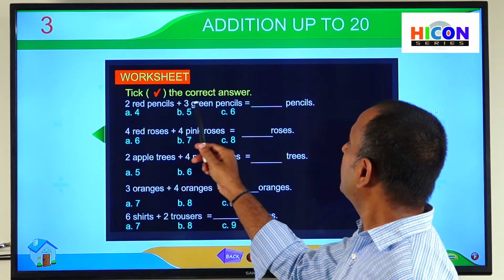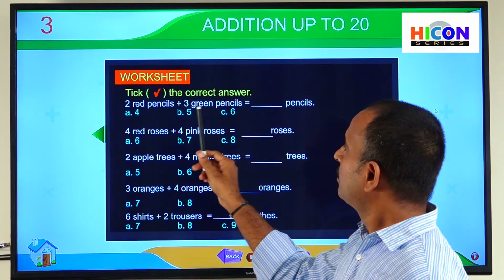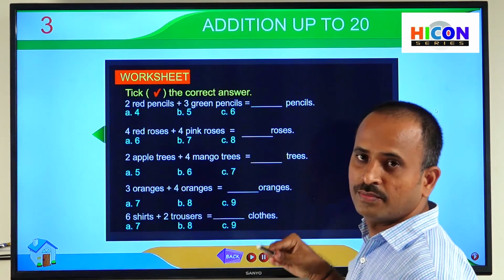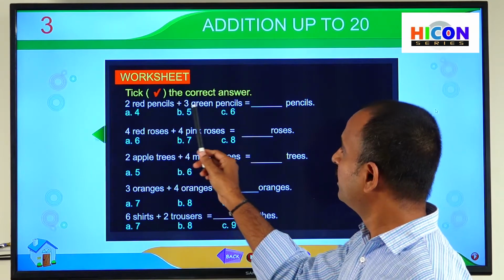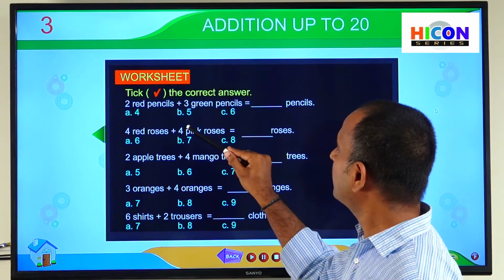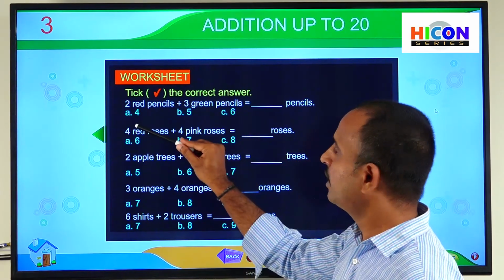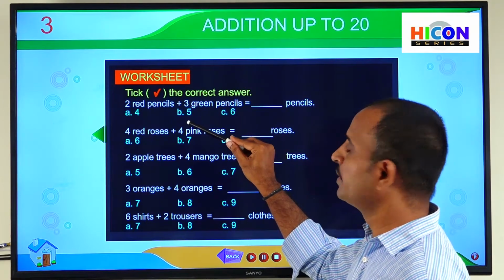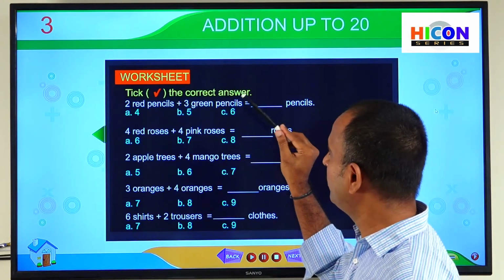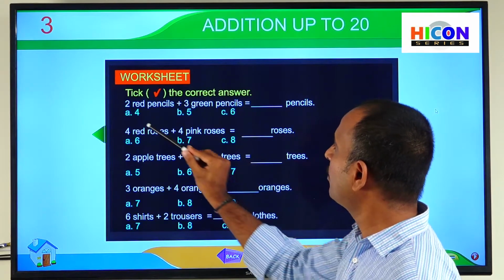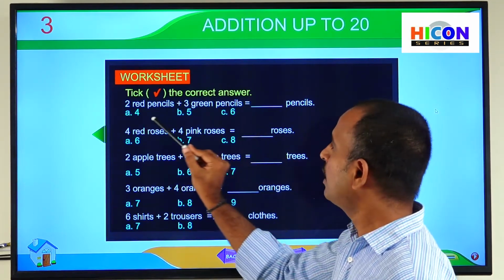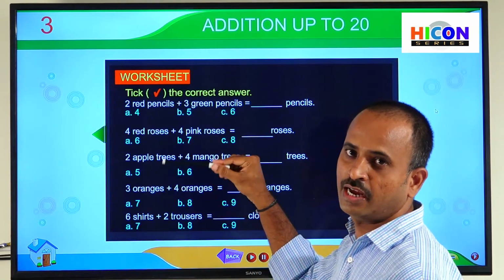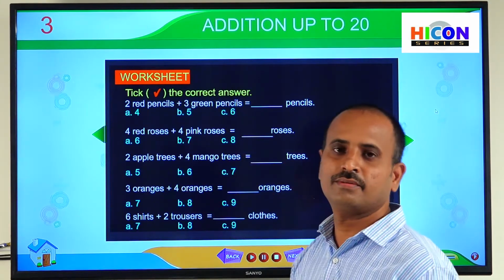Tick the correct answer. There are some problems given. We have to read each problem, do the addition, and tick the correct answer. If the correct answer is A, we have to tick A. If the correct answer is B, we have to tick B. In this way, we have to tick the correct answer. They have given 3 options in each problem: A, B, C. Among A, B and C, we have to tick the correct option.